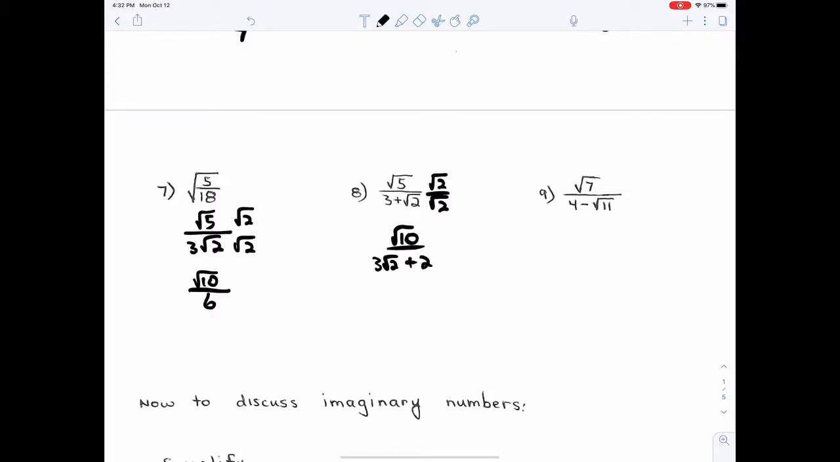Well, that doesn't get rid of the square root. So that's not going to work when you have a plus down there. So what are we going to do? I'm going to show you something.